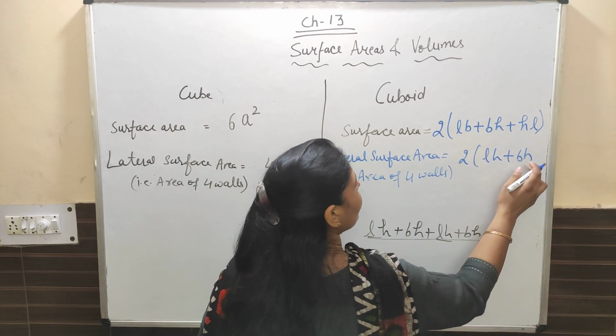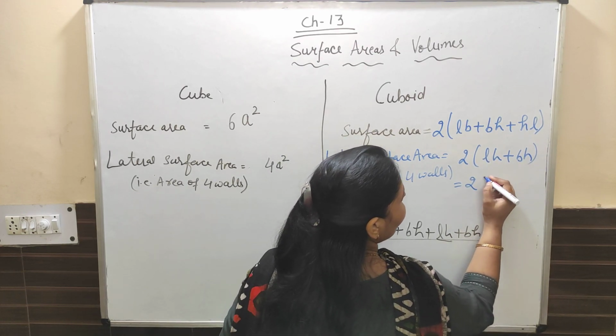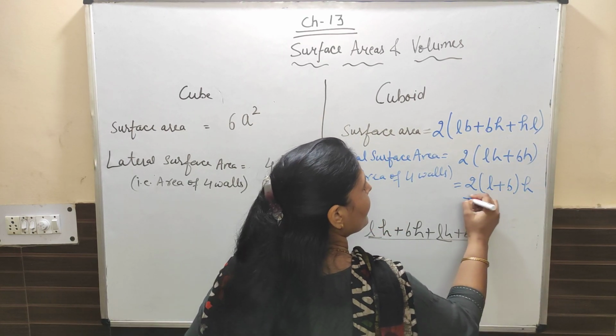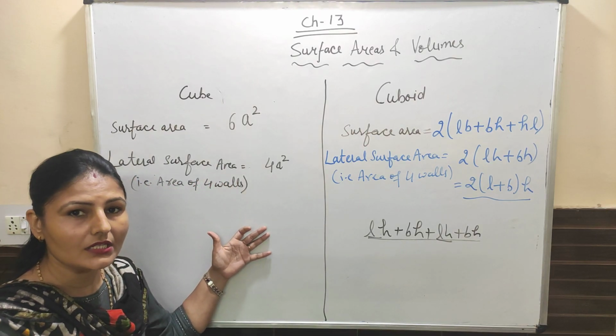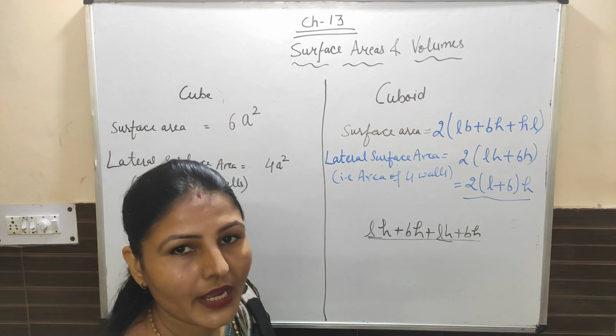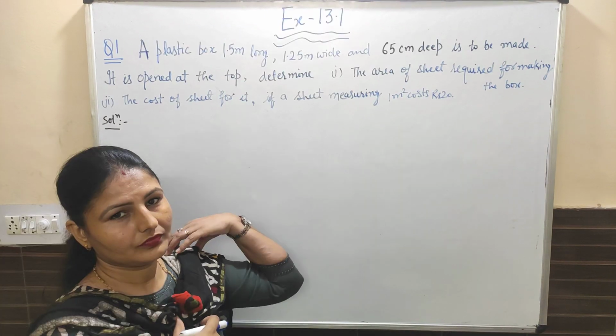Is something else also common here? Yes, H is also common. Then it will be 2 into L plus B into H. Understood? These are the formulas for finding the surface area of a cube and cuboid. You have to remember all the points.